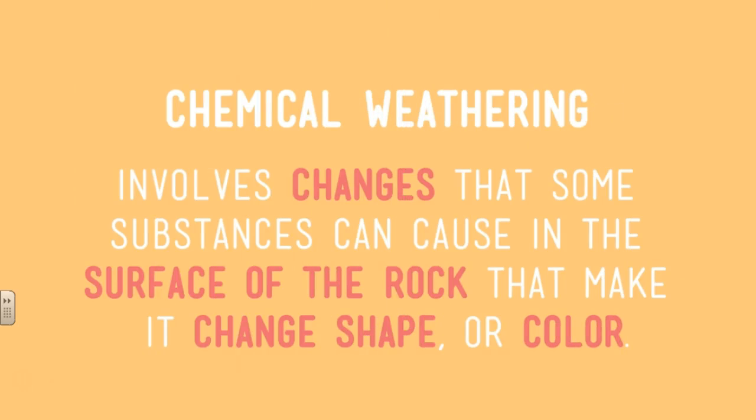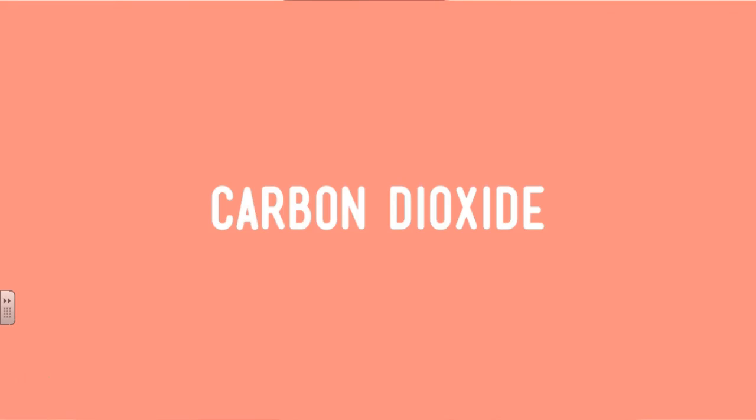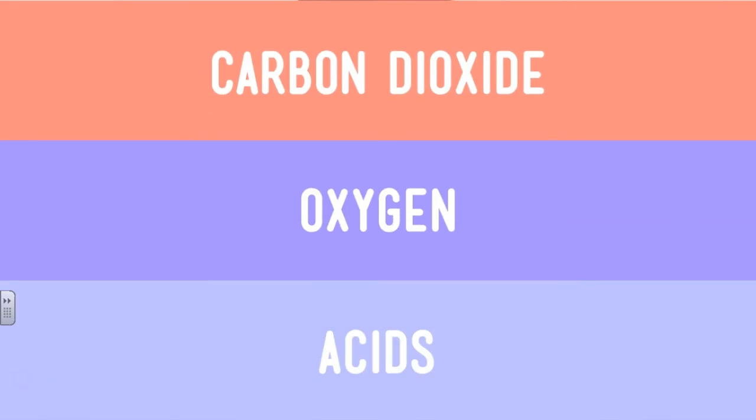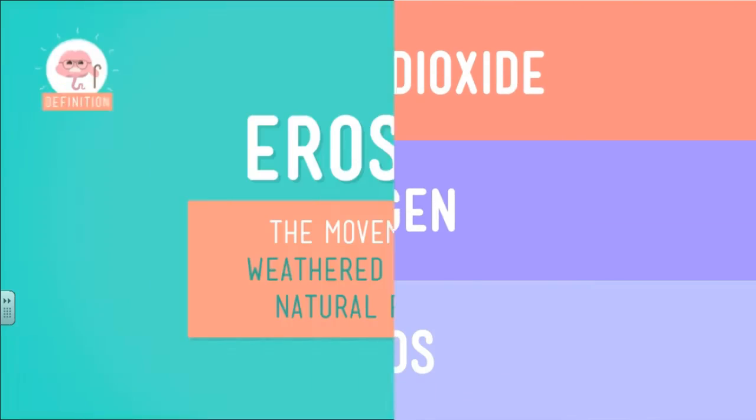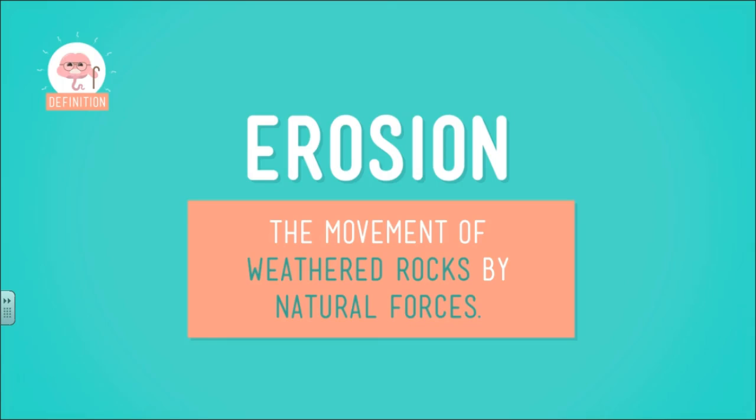Chemical weathering involves the changes that some substances can cause in the surface of the rock that make it change shape or color. Things like carbon dioxide, oxygen, and acids can all cause chemical weathering. And when rocks have been weathered and all broken down and are later moved by natural forces like wind, water, or ice, that's called erosion.